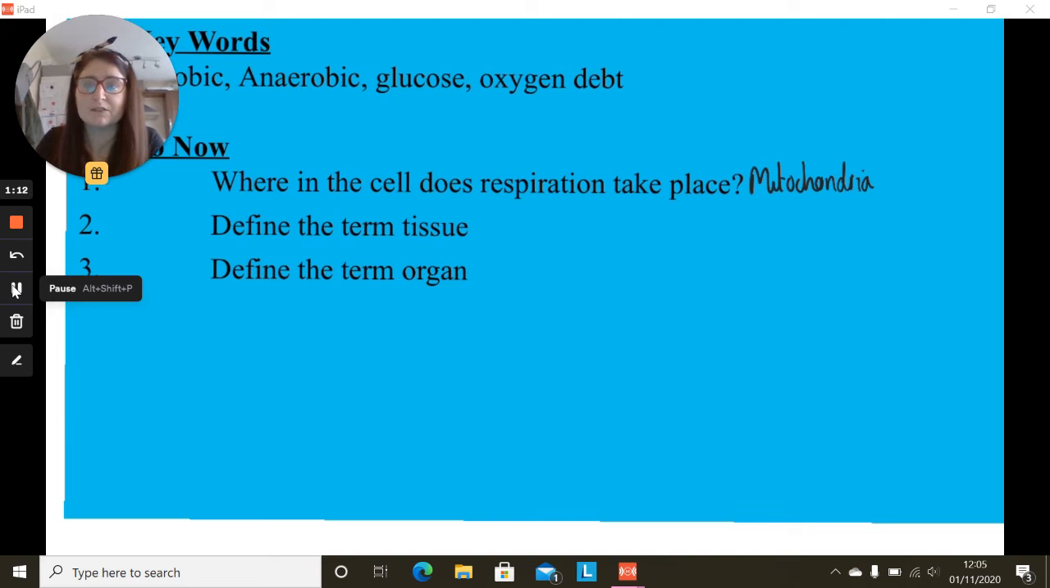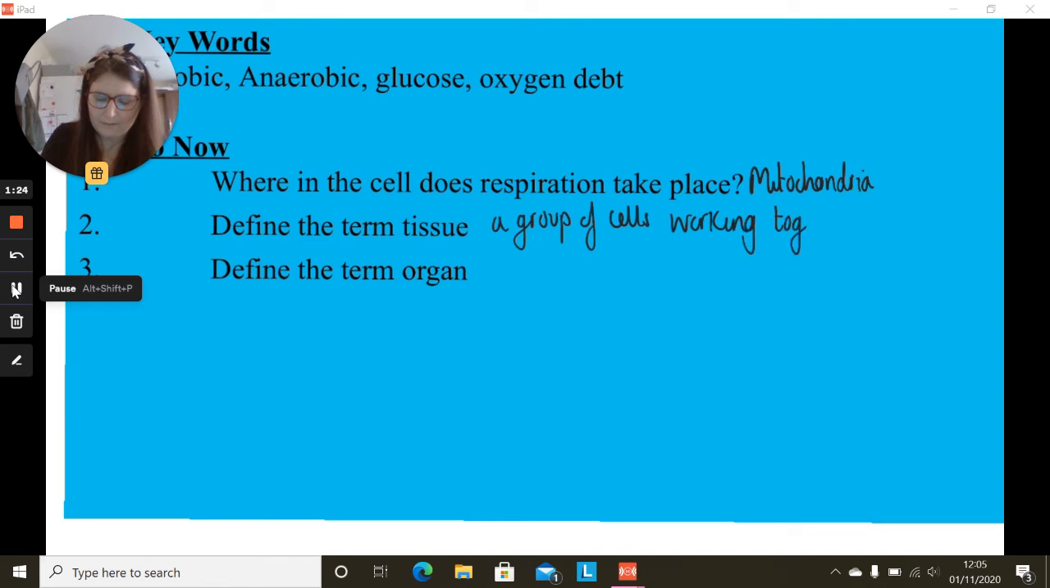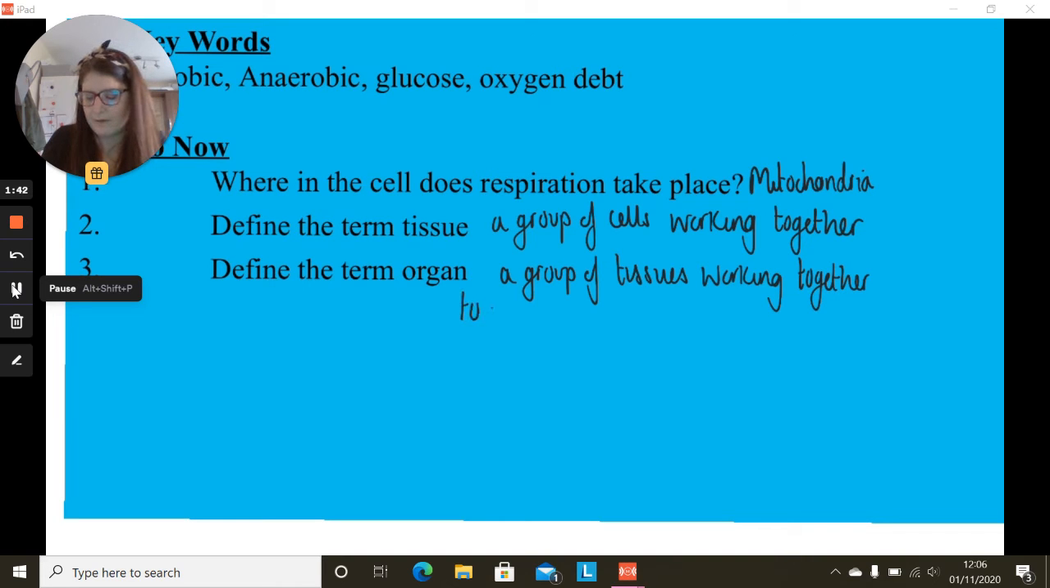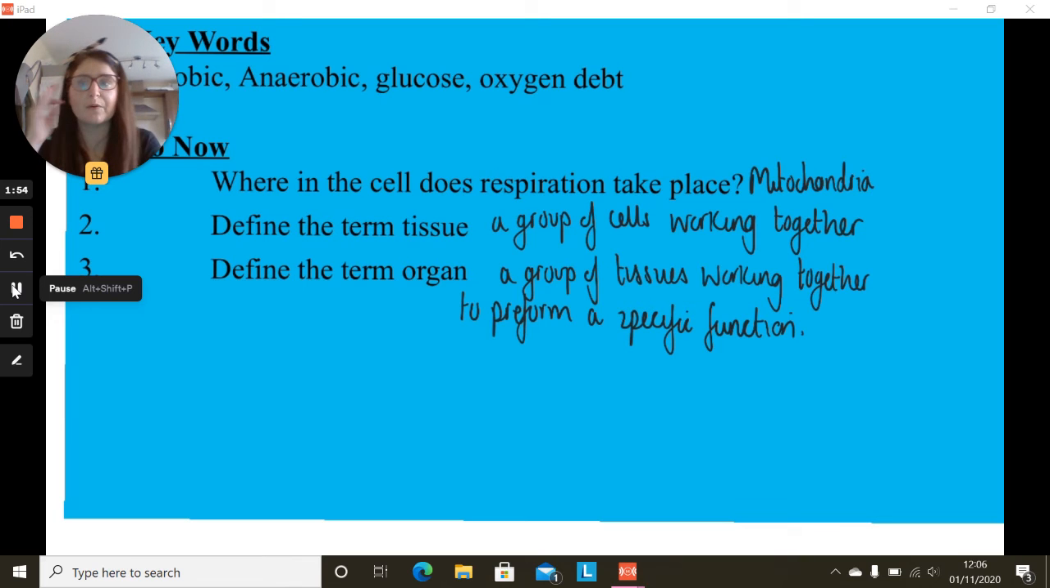Then we've got to define the term tissue. So a tissue is a group of cells working together. And then we've got define the term organ. So the organ is a group of tissues that work together to perform a specific function. Okay, a specific function.